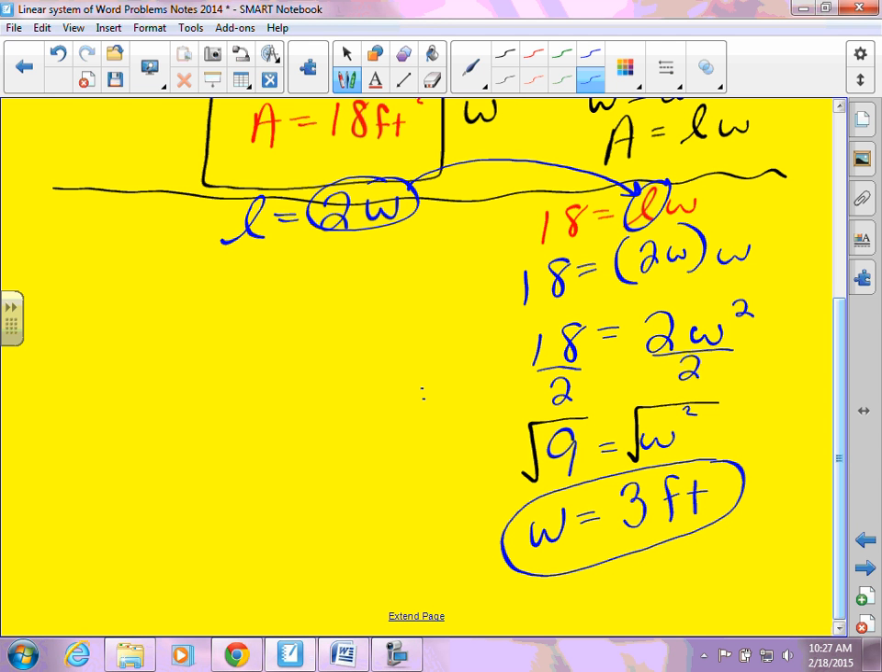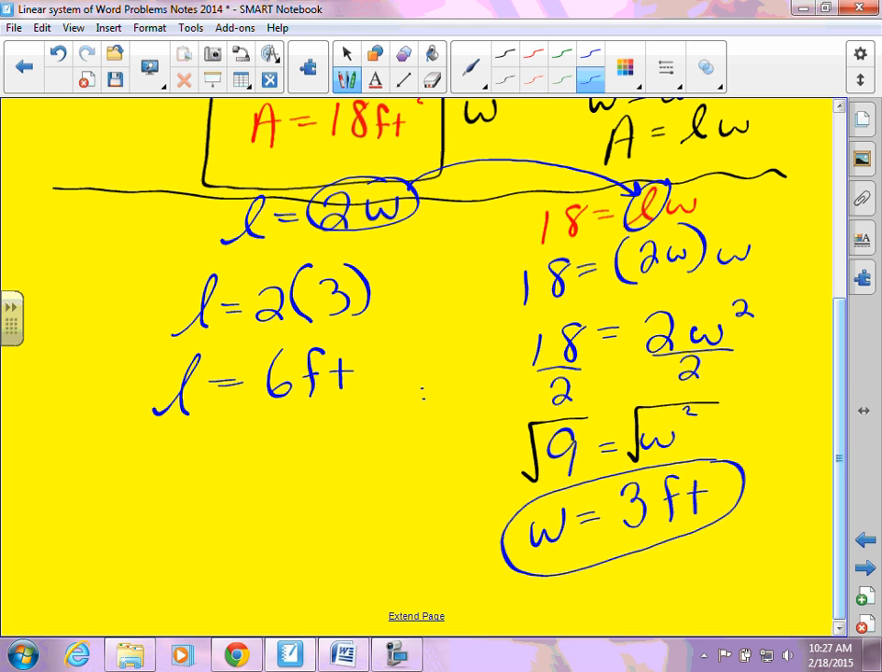Now, am I done? Did I answer my question? I did not. I've got to find the length. Well, looky, right up there. L equals 2W, right? So L equals 2 times 3. L gives me 6 feet, and I'm done. Make sure you have your labels.